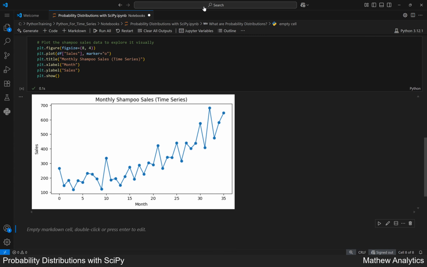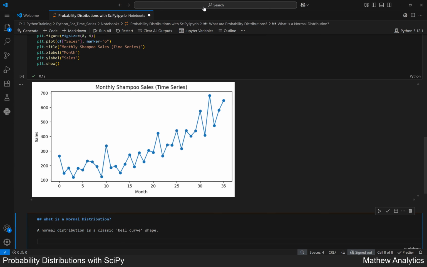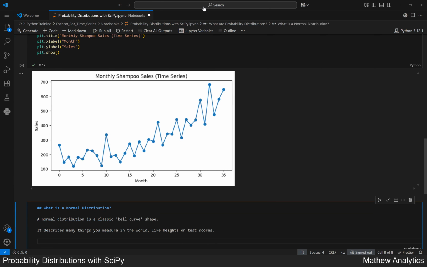What is a normal distribution? A normal distribution is a classic bell curve shape. It describes many things you measure in the world, like heights or test scores. Let us draw one in Python. Running the cell now.